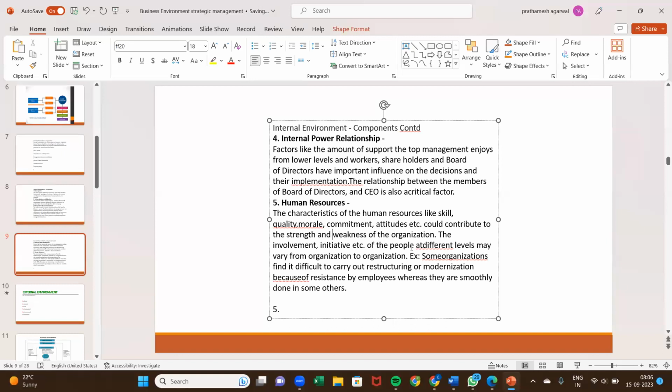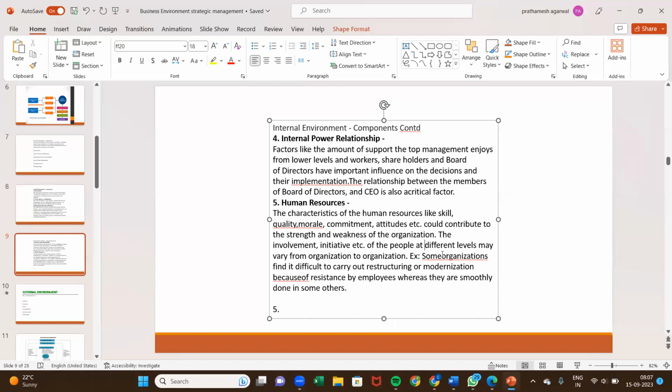Now, as I said, we will see how we are going to do the SWOT analysis of the company, how we are going to form the SWOT summary, and how we are going to mitigate or take care of our weaknesses. The involvement and initiative of the people at different levels may vary from organization to organization. Yes, because we have different organization structures and different types of industries. Therefore, the involvement and initiative of people at different levels may be different.